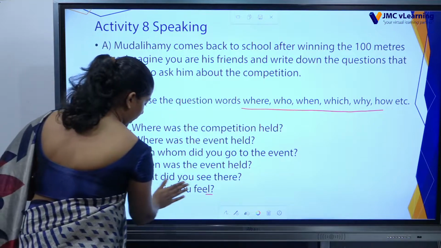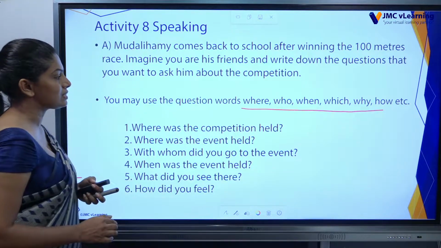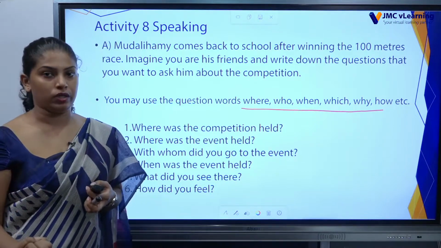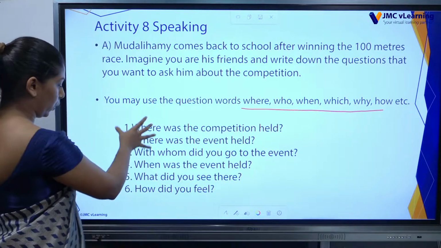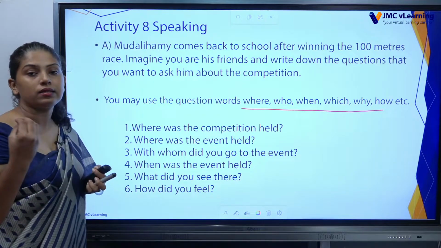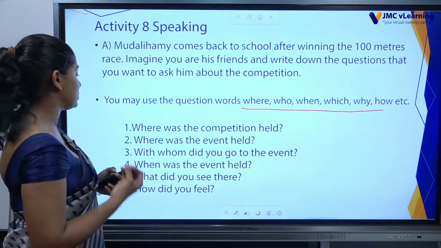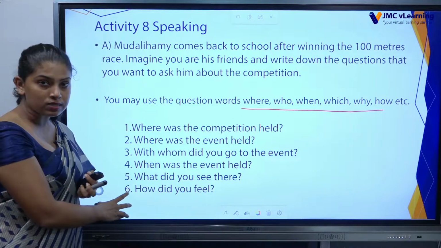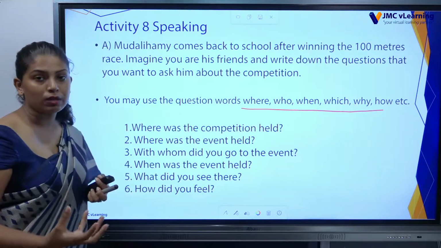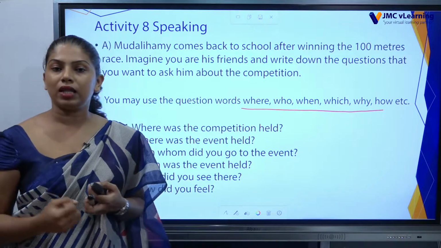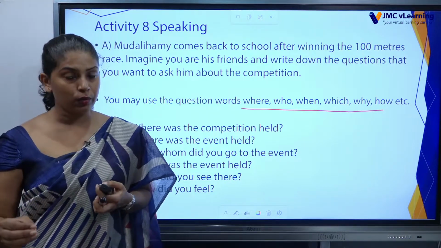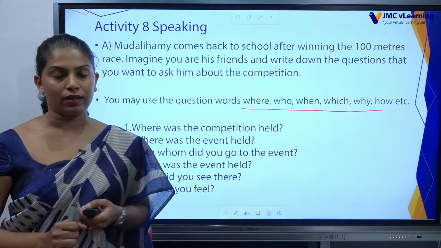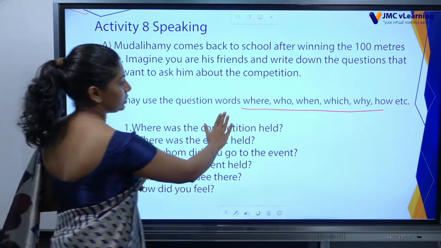So I think that after discussing all these questions, you can understand how to form a question. First, we have to use the question word, or interrogatives, or you can use a WH word as well. Then according to the tense, you can make the question. But if you are writing the question, at the end there must be a question mark. Right, now we have completed this part.